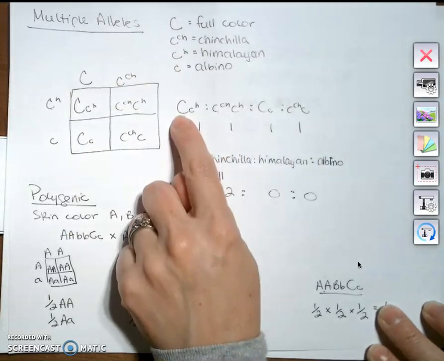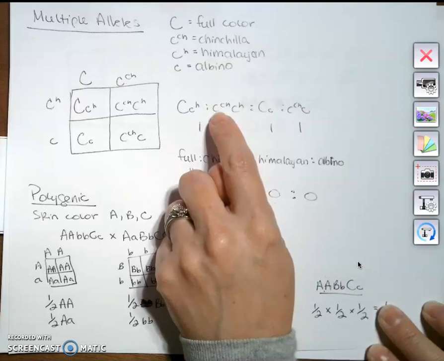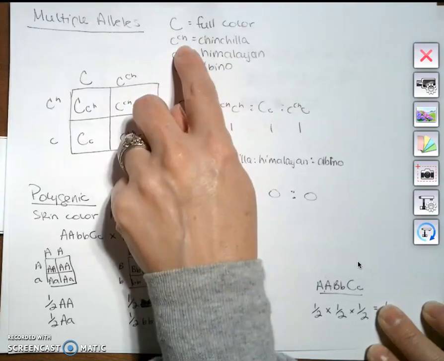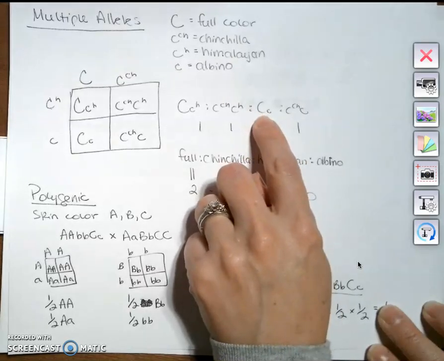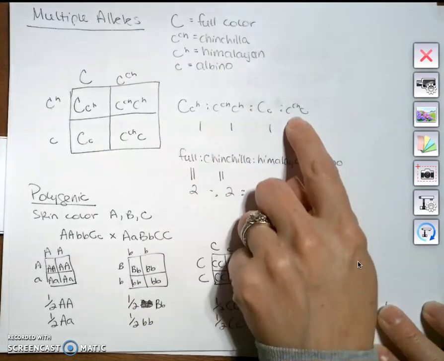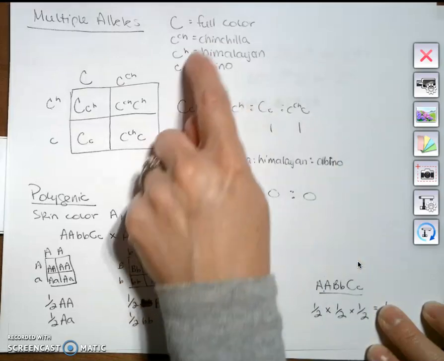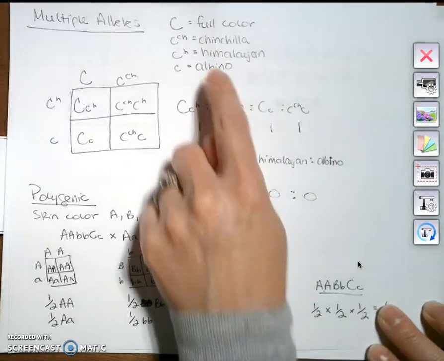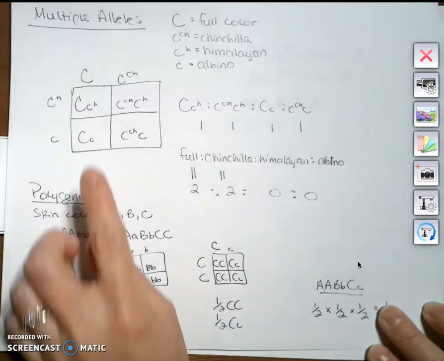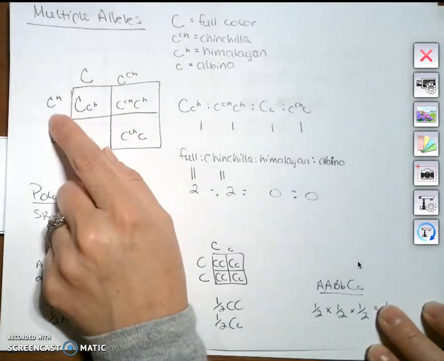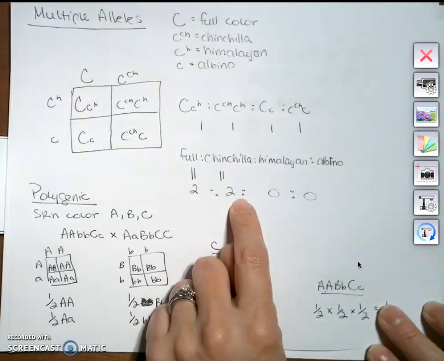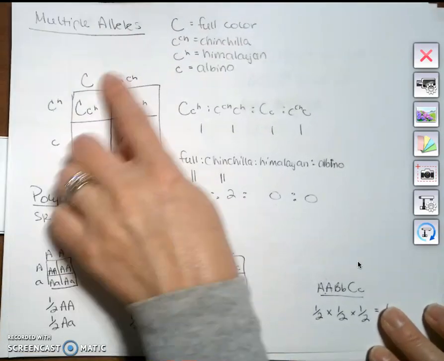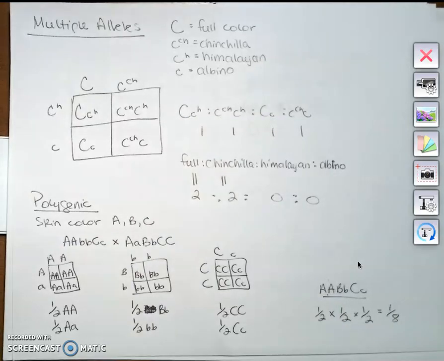So we know that because this has a big C, it's full. This has a chinchilla and a Himalayan. Well, chinchilla is dominant to Himalayan, so that would be a chinchilla. This has a big C, so it's full, so that's our second full. And then we had a chinchilla and an albino, but chinchilla is dominant to albino, so we know that that would be another chinchilla. So even though our parents were full and Himalayan, our kids are going to be full or chinchilla, 50-50 chance.